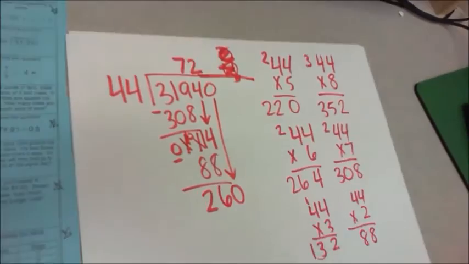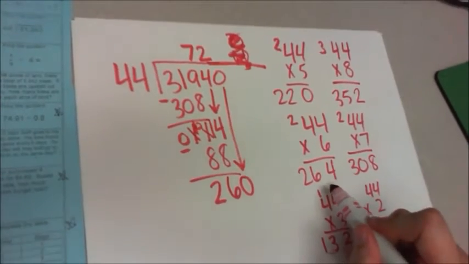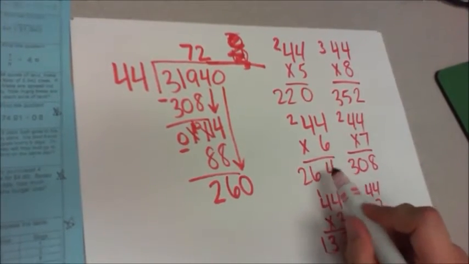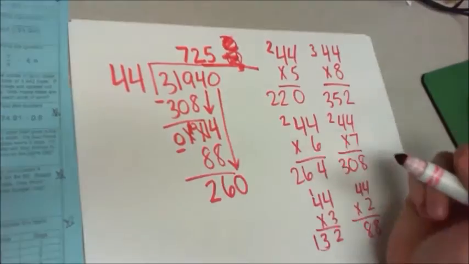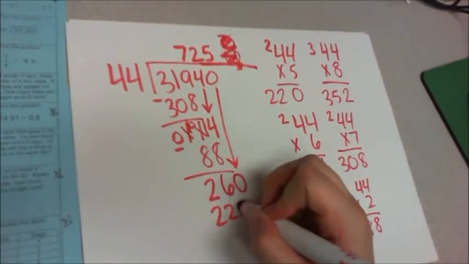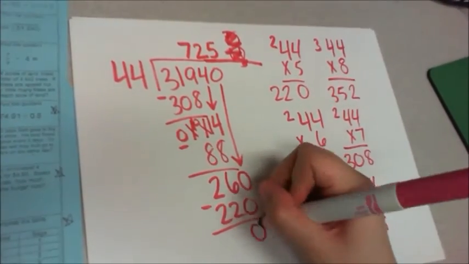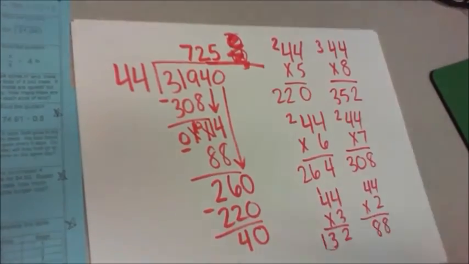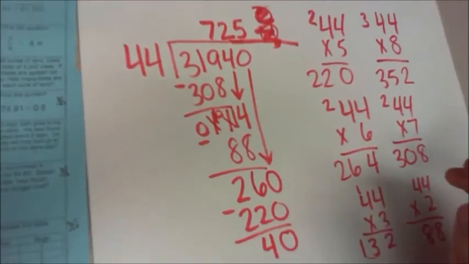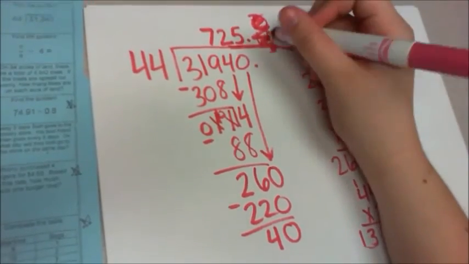Bring down that 0. How close can we get to 260? Well, we have 264 over here with 6. That's too much, so we got to go back to 5. 5 times 44 is 220. We solved that over here earlier. 0 minus 0 is 0. 6 minus 2 is 4. But we cannot be done. We need to bring down another 0, but before we do that, we add a decimal.